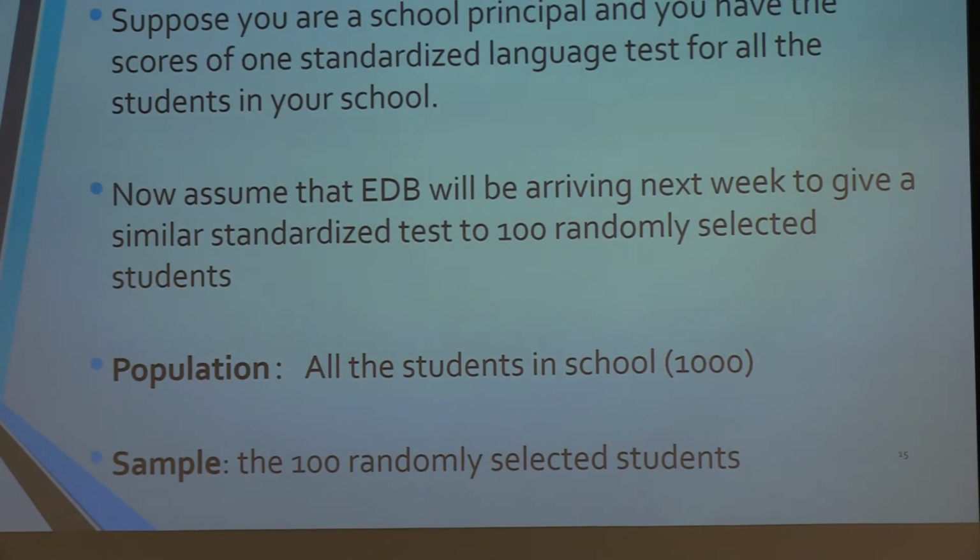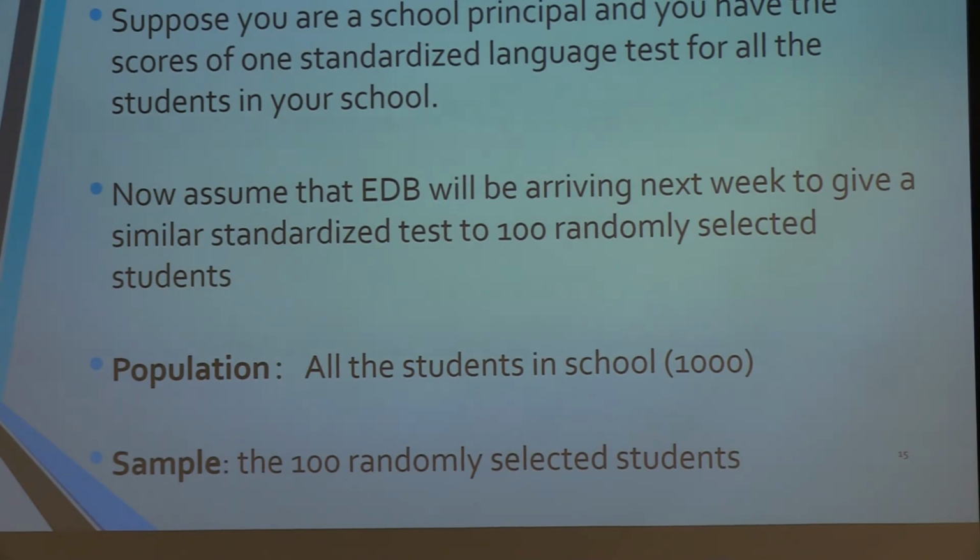So why does EDB not test all the students in your school? It's too time consuming, right? And you need lots of support of manpower, right? So you can only test 100 randomly selected students, right? Now your population, 1,000 students. So that's all the students in your school. However, you can only test 100 randomly selected students. So this actually is your sample.